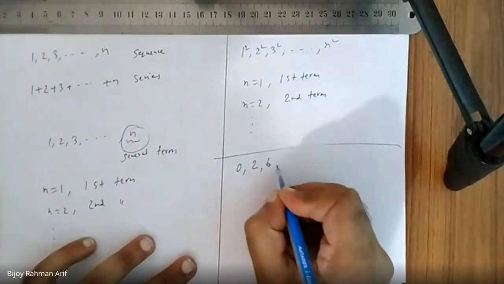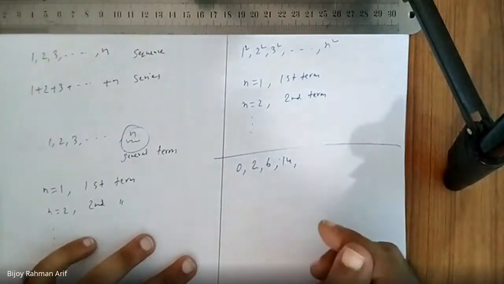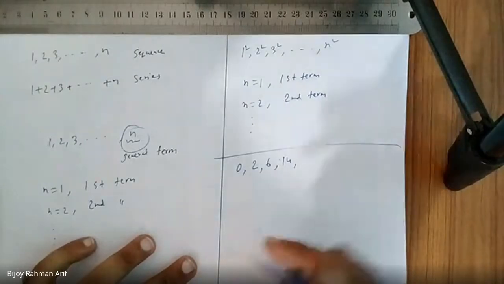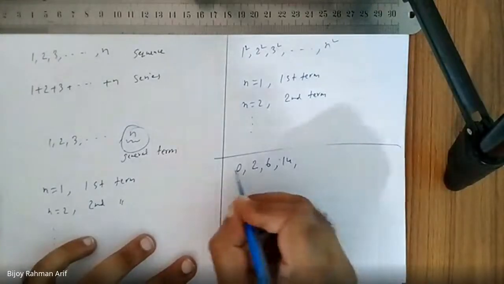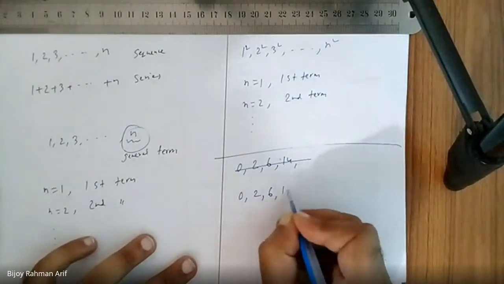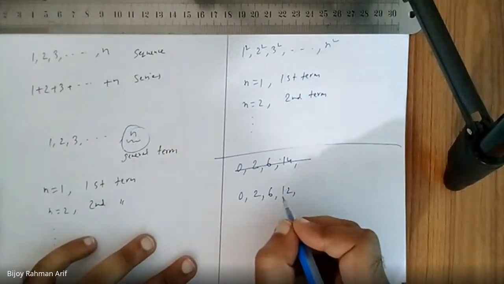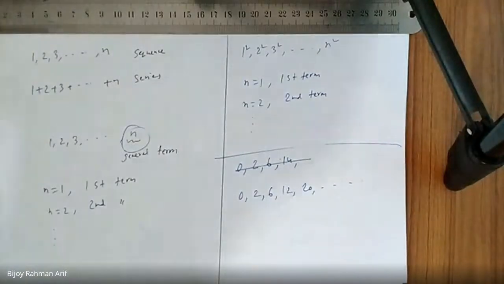6, then you get 14, then you get like this. আচ্ছা এত কঠিনটা বাদ, 0, 2, then 6, then 12, then 20. So this is my sequence. What is the general term? How can you find this? What will be the general term?